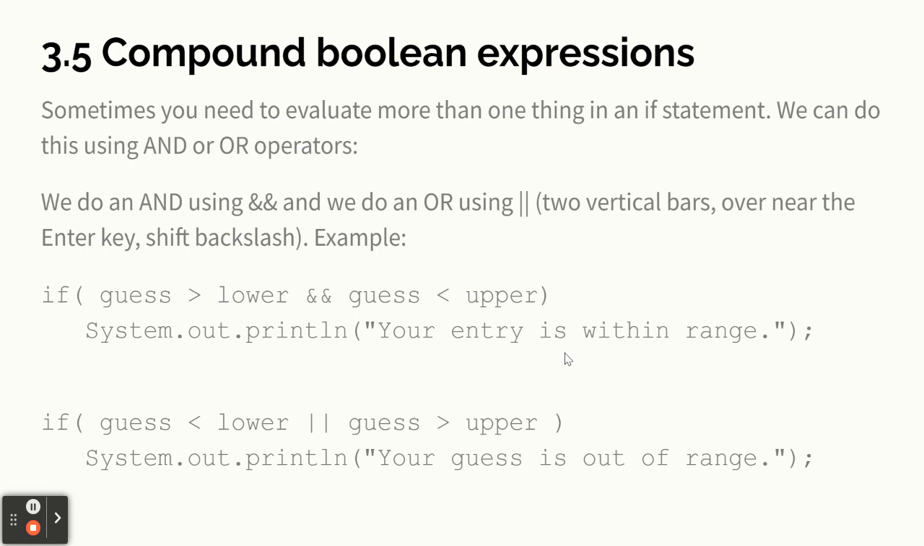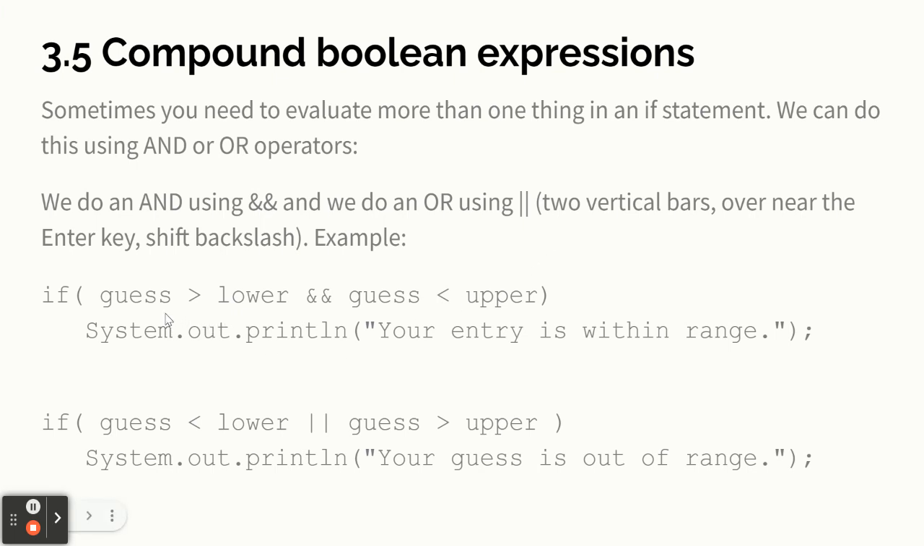So sometimes you need to evaluate more than one thing in an if statement, and for that we have and and or operators. So we do an and using two ampersands, that's right here. And we do an or using two vertical bars. It's the key right above the enter key where the backslash is, shift backslash.